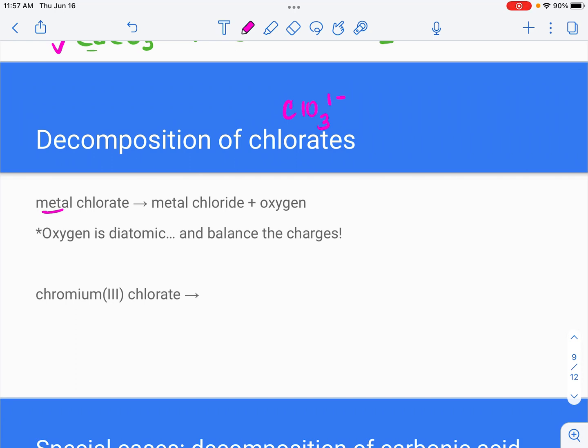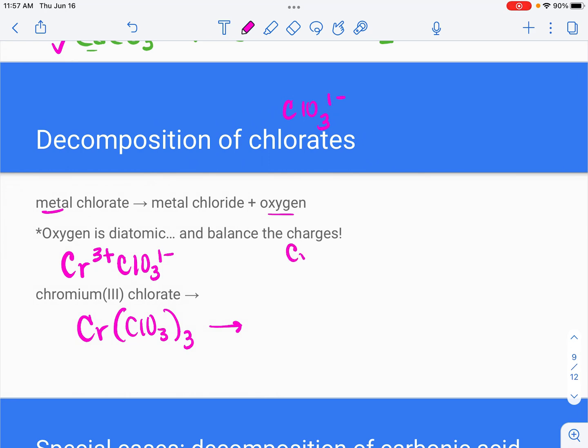Most of your decompositions of compounds with polyatomic ions actually form 2 small compounds, but with this one, the oxygen comes out all by itself. So this is a lot easier to remember if you set it apart as its own. I'm going to go ahead: chromium 3+ and chlorate, ClO3 1-, gives me Cr(ClO3)3. And when I decompose it, I'm going to get chromium chloride. So this would still be chromium 3+, and chloride is 1-, so that would be CrCl3, and oxygen, which is diatomic.